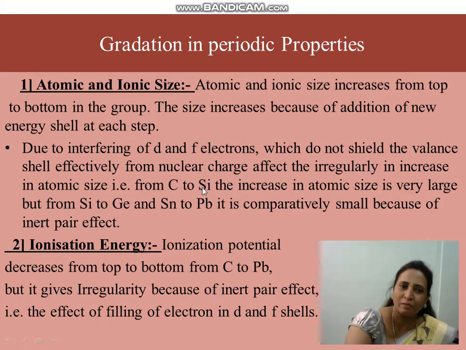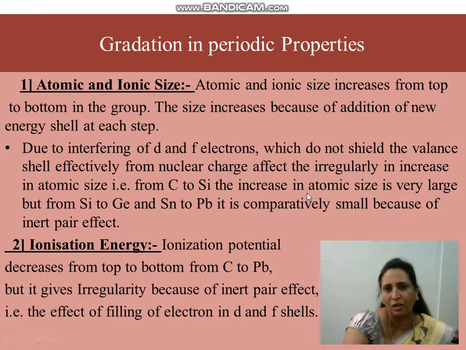That is, from carbon to silicon the increase is regular, but after that, from silicon to germanium and from stannous to Pb, it is comparatively small. It is because of the inert pair effect.